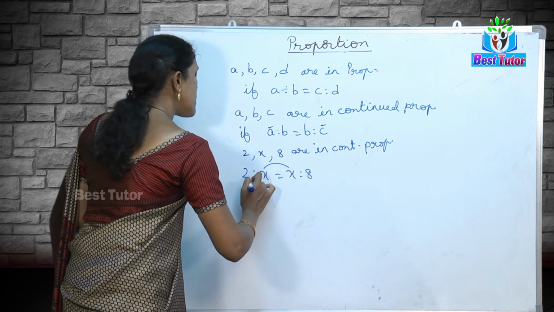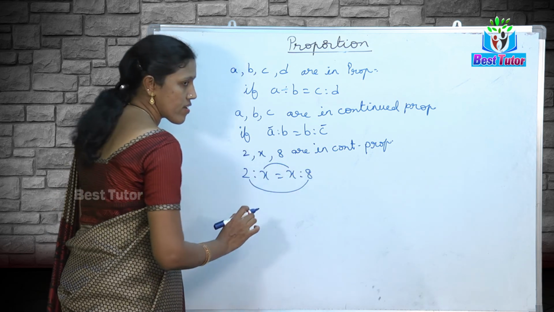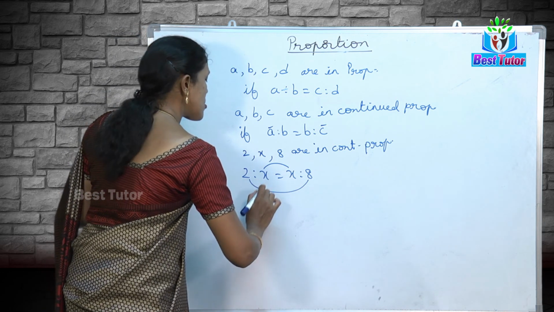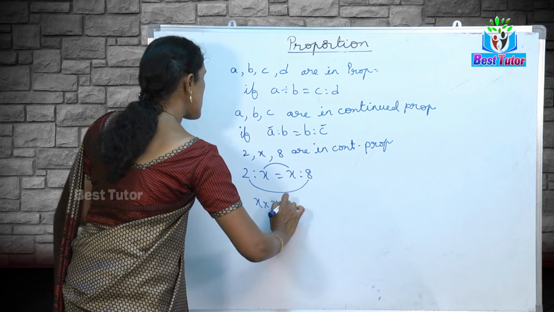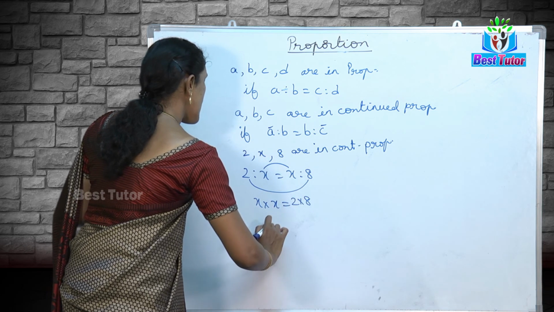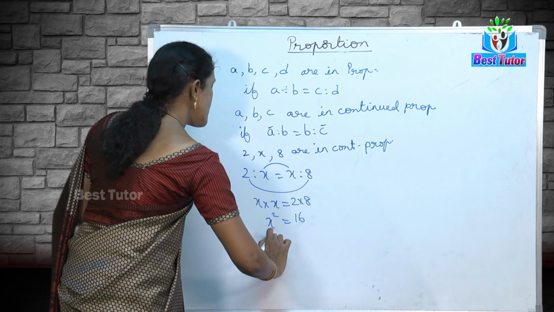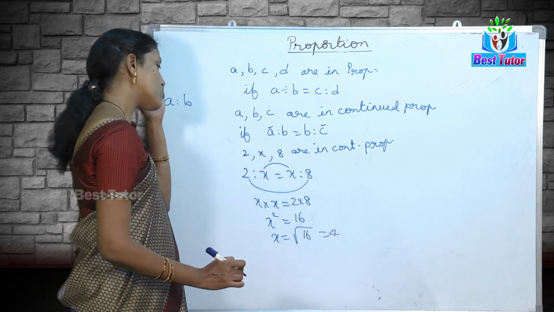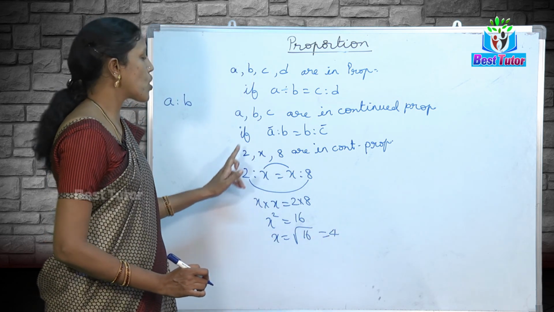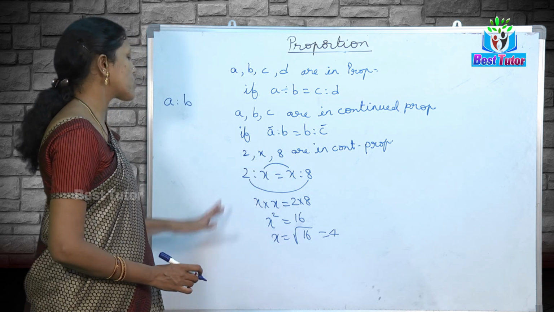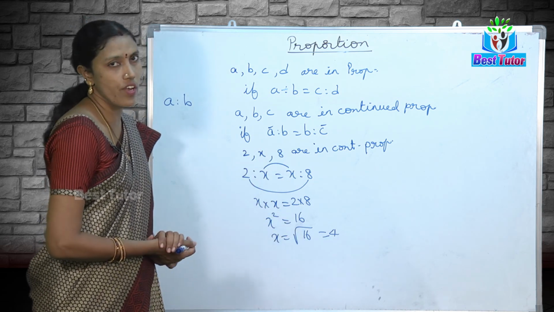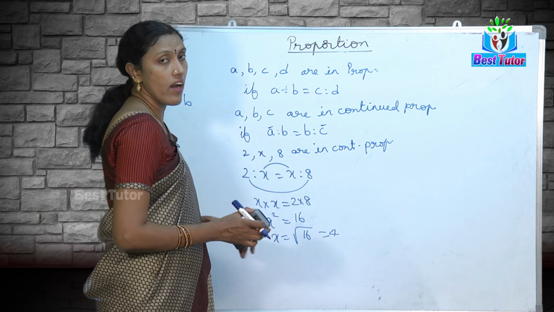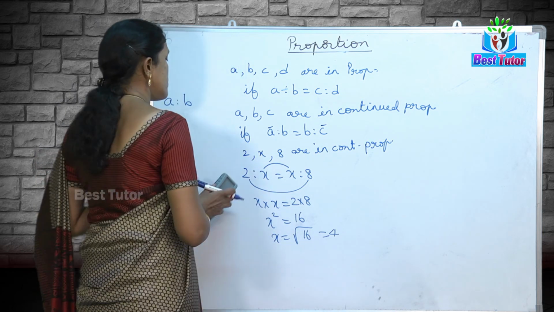I am giving you a simple example so that the concept becomes very, very simple. Once the concept is thorough, you can deal with the complicated examples also. x into x is equal to 2 into 8. x square is equal to 16. x is equal to root of 16. x is equal to 4. So 2, x, 8 are in continuous proportion. So mean proportional value is 4 here. So this is a procedure to find out the mean proportional. 2 and 8 are the first proportional and third proportional.